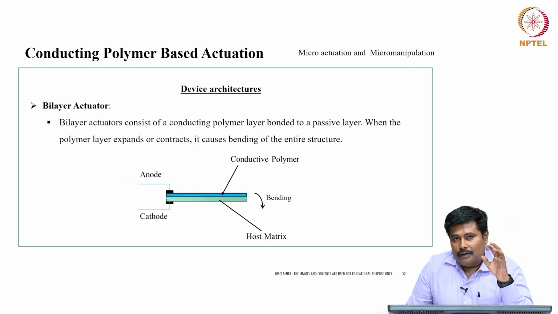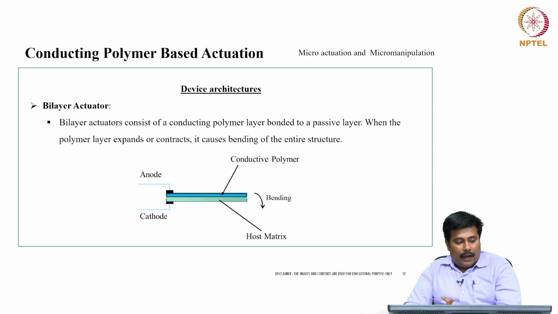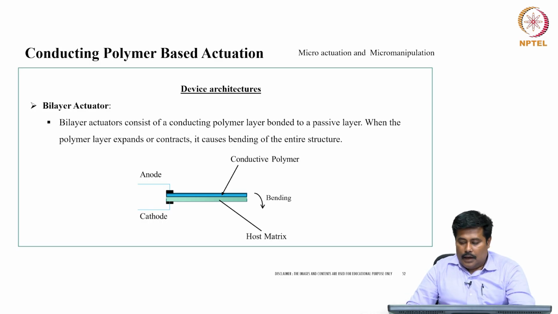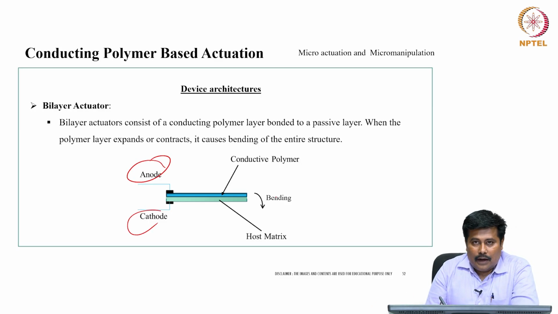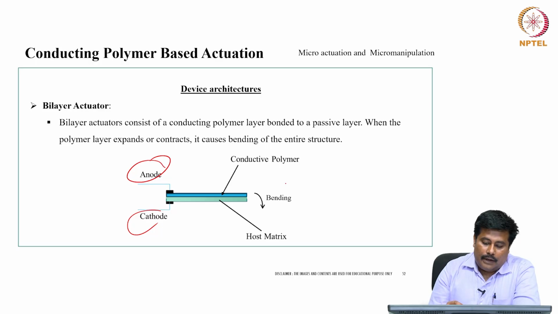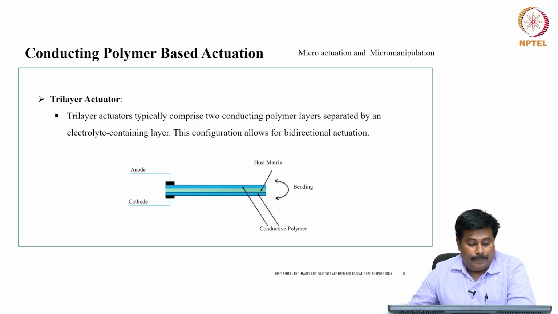Now, let us see some of the different device architectures of these conducting polymers. One device architecture is called a bilayer actuator. The bilayer actuator consists of a conducting polymer layer bonded to a passive layer. When the polymer layer expands and contracts, it causes bending of the entire structure. So, there is a conducting polymer and a host matrix which is available, and then it is connected to the anode and the cathode. What happens is, when we give a biasing to it, there is going to be a bending in the system, and when we actuate it, it comes back to its shape.